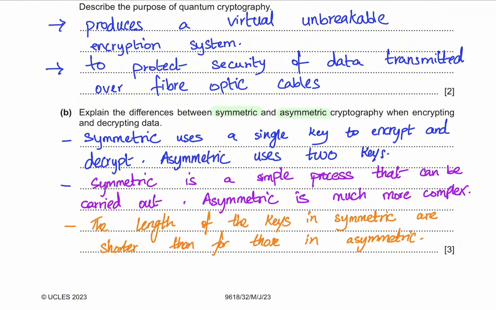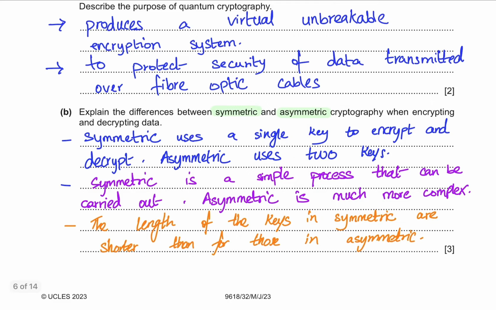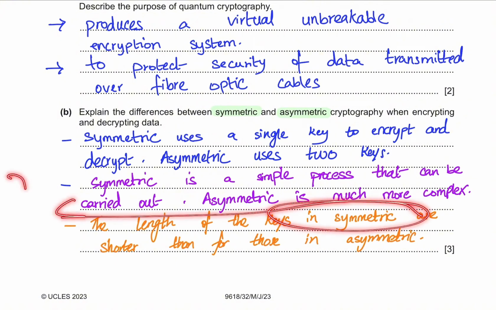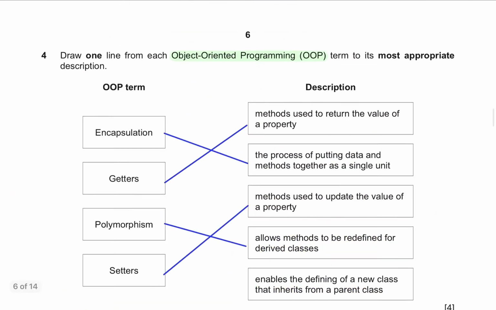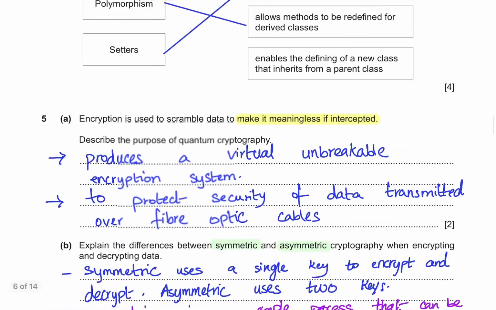Symmetric encryption uses a single key to encrypt and decrypt, while asymmetric encryption requires two keys. Symmetric is a simple process, while asymmetric is a much more complex process. The length of the keys in symmetric encryption is shorter than for asymmetric. So in symmetric, you have short keys, and in asymmetric, you have longer keys. All right, pretty much clear. Let's move forward.